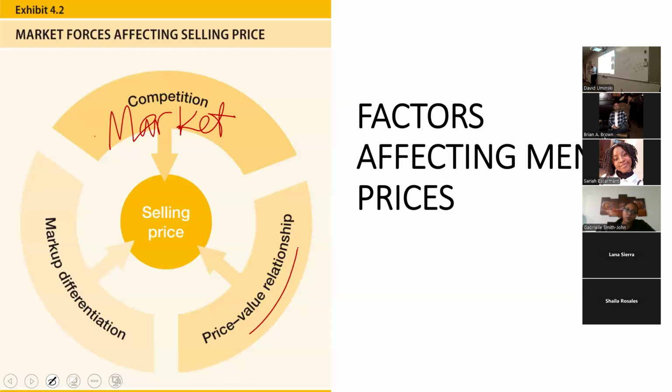Okay. If you price it too high, then they don't associate that same value with it, and it's not going to sell. How many of you have ever gone out to eat and thought, wow, I paid all that money for that? Right? That's that price value relationship. Okay. And then we'll talk about market differentiation on the next slide.